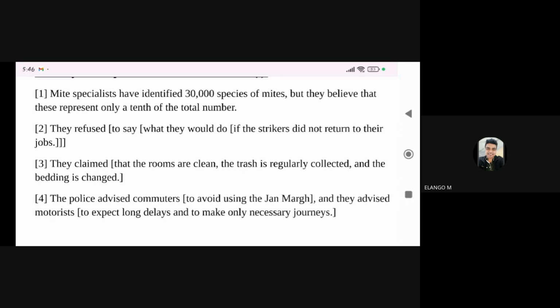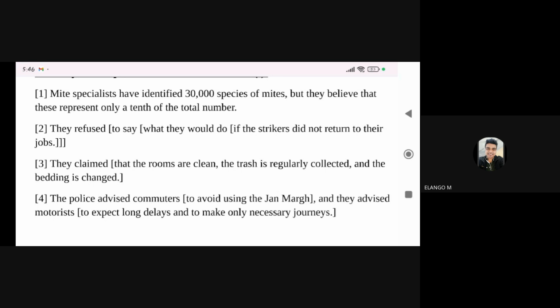Make sure what you are picking out, right? In the options, they might just give you what they would do. But what they would do is not the subordinate clause. What they would do if the strikers did not return to their jobs is the subordinate clause. Similarly, to say is not the subordinate clause. The whole of that follows, whatever follows, would be the subordinate clause. Keep that in mind. Okay.